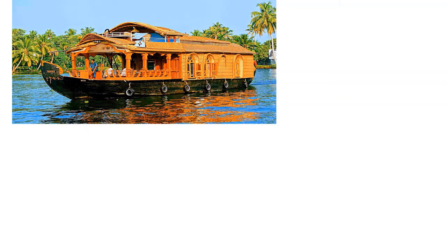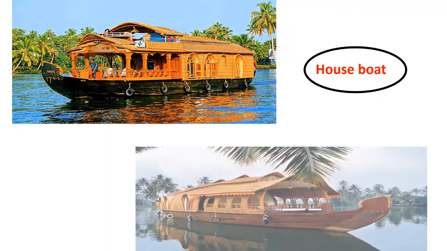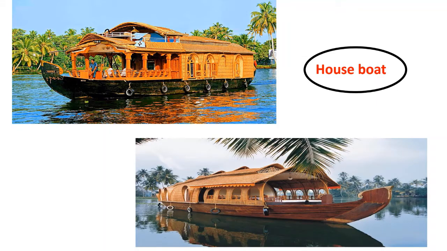Now observe this, children. What is this? Yes, you are right. It's a houseboat. Very good. You all have seen houseboat, right? Yes. Now where do we find these houseboats, children? Yes, in Kerala and Kashmir. And these houseboats float on water. And tourists visit this place to stay in these houseboats.